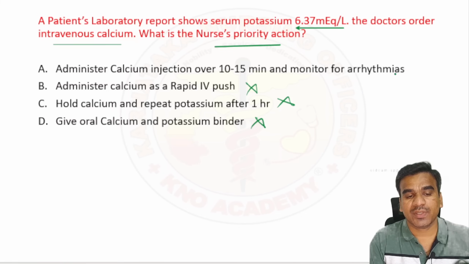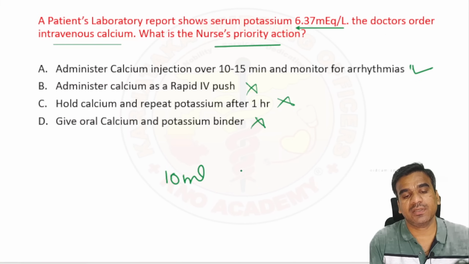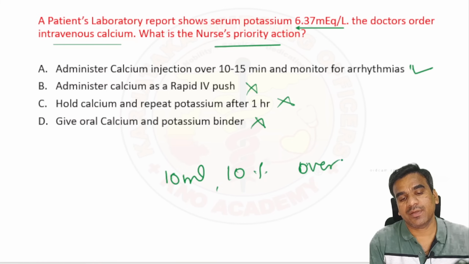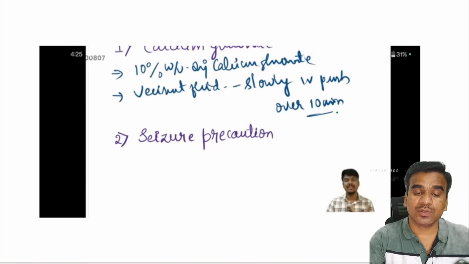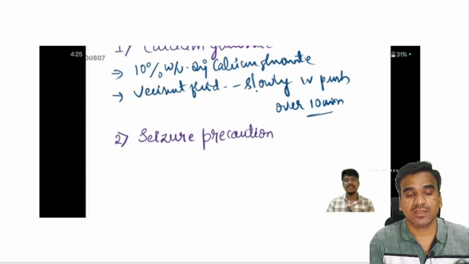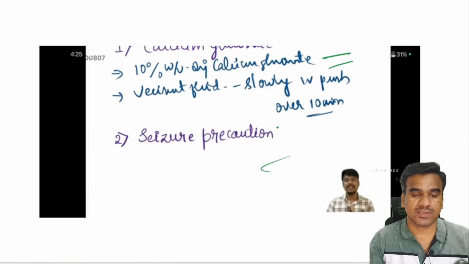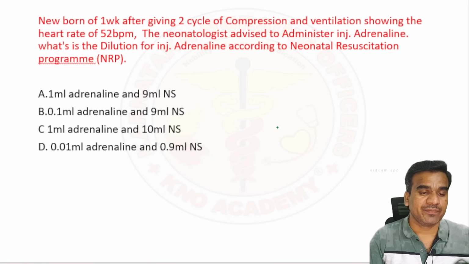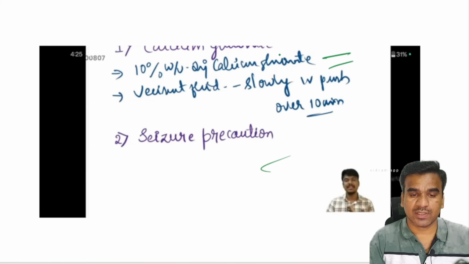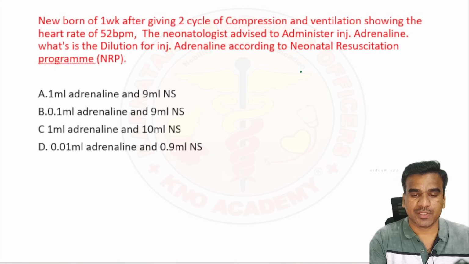Here we can give the calcium injection over 10 to 15 minutes, that is 10 ml of 10 percent calcium gluconate over 10 minutes. This class was also taken by Nagaraj sir, where we can see the injection calcium gluconate. The same class is available in the KNO Academy app. So I will push slowly over 10 minutes.